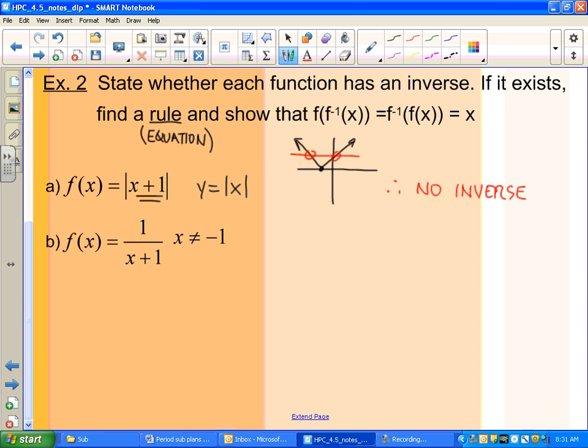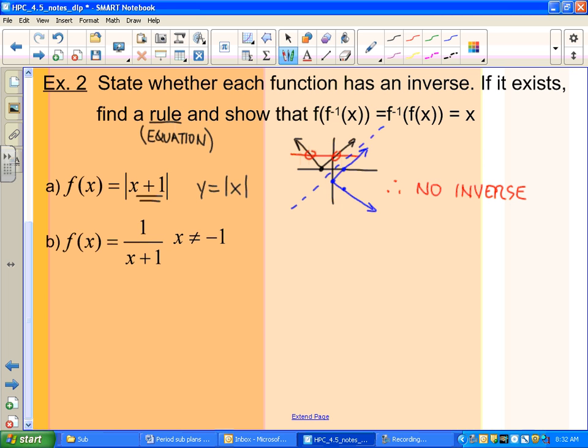Even though I could reflect that graph over y equals x. So here's my y equals x line. And if I took all of the coordinates of that V and I switched them, my x's became y's, negative 1, 0 becomes 0, negative 1. And then 0, 1 becomes 1, 0. And negative 2, 1 becomes 1, negative 2. You can see that I'm going to generate a sideways looking V.